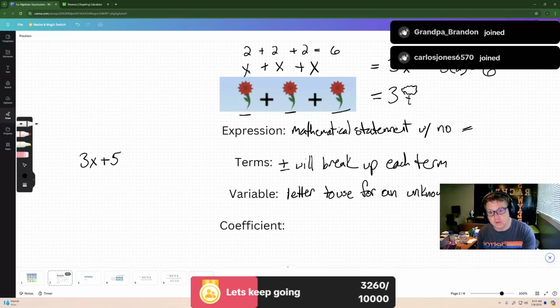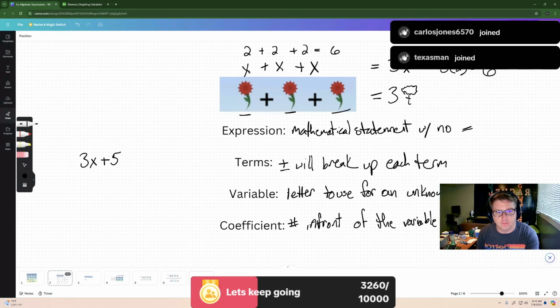So the coefficient is the number in front of the variable. And we talked about the variable. Go back up to here. The variable is the letter to use for an unknown. So the 3 in front of the x is what we call the coefficient, and then the x itself is the variable. So we're trying to interconnect all of these different ideas, okay? So we have to have that kind of information in order to continue on and solve these types of problems.